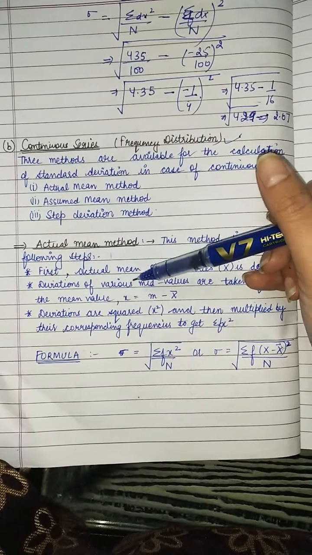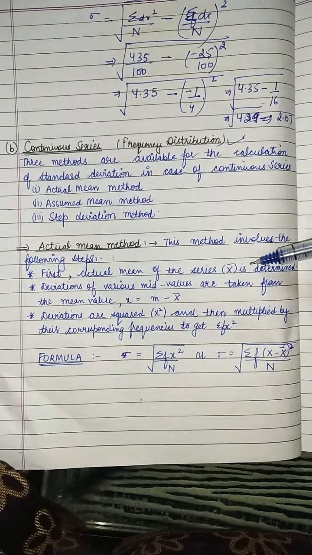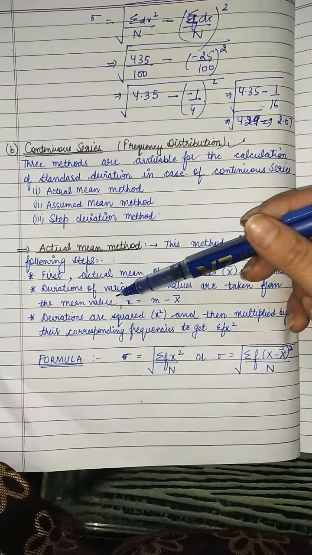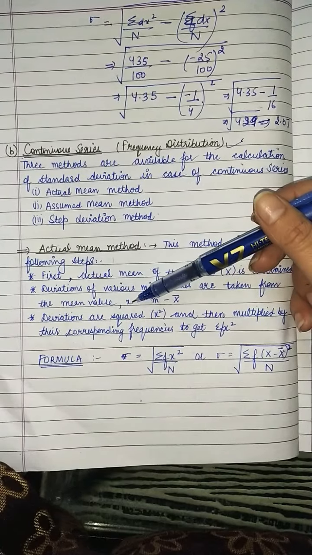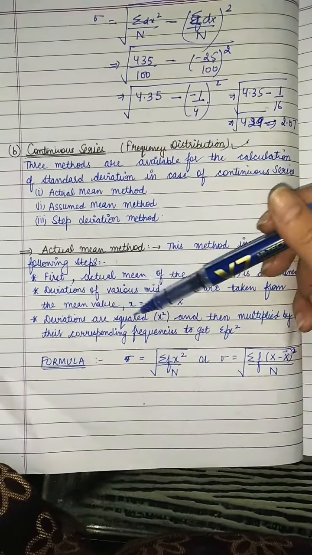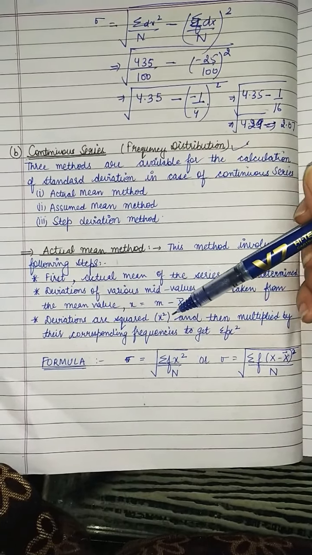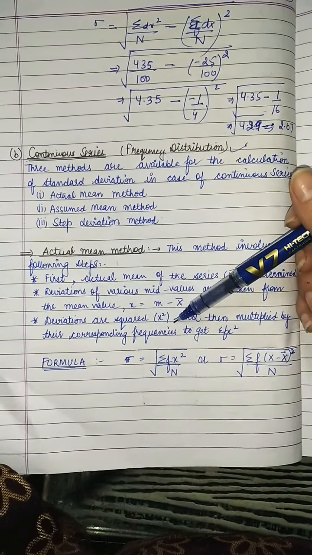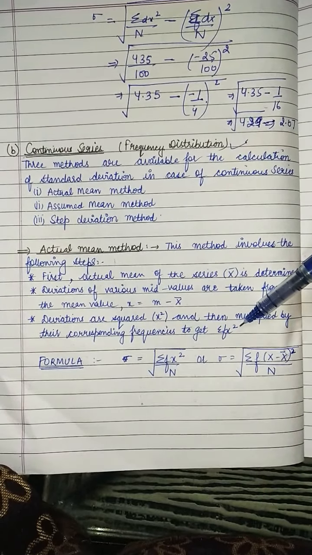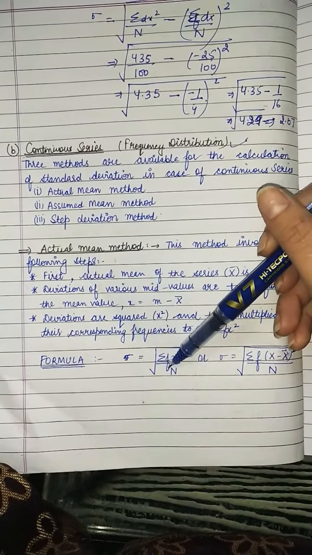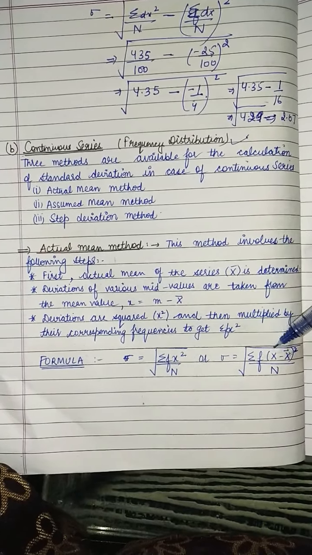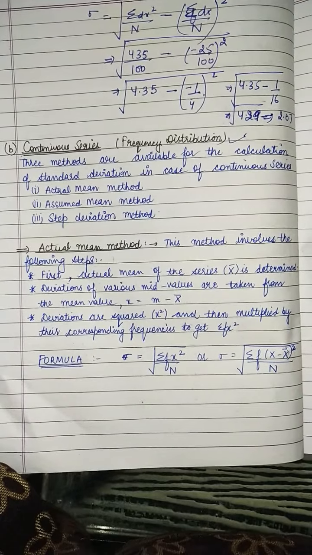In actual mean method, we first calculate the actual mean, and then the deviations of the various mid values are taken from the mean value. That is, we calculate small x equals m minus mean, and the deviations are squared, that is x square, then multiplied with the corresponding frequencies to get the summation of fx square. The formula is the under root of summation of fx square upon n, minus... how do we write it? Small x, that is x minus mean, whole square.